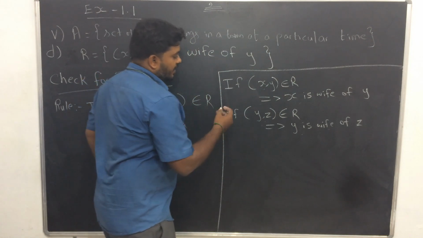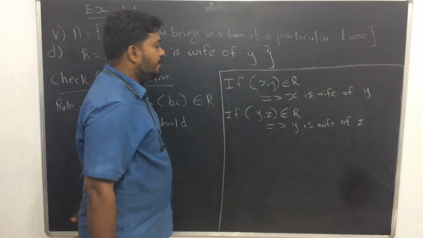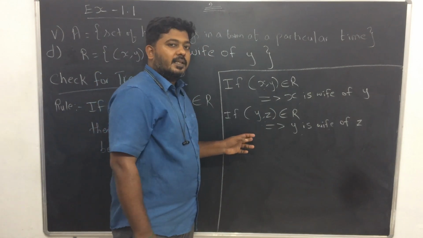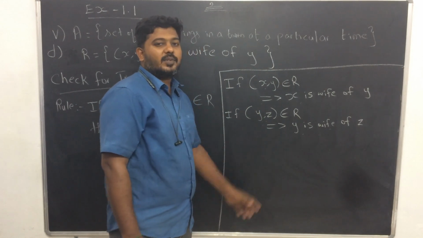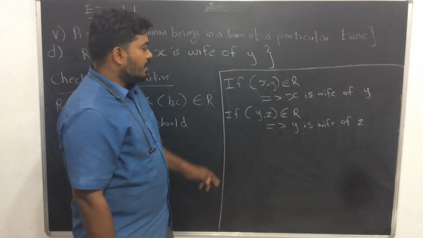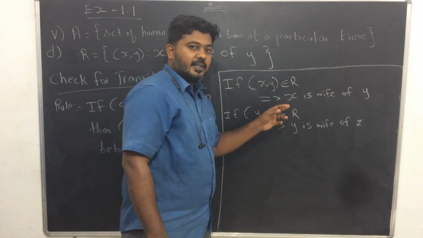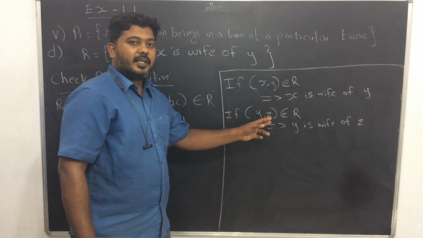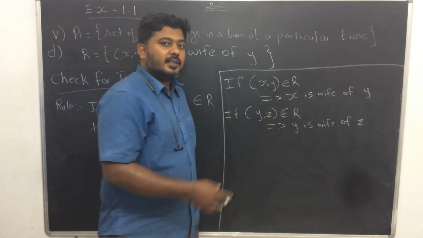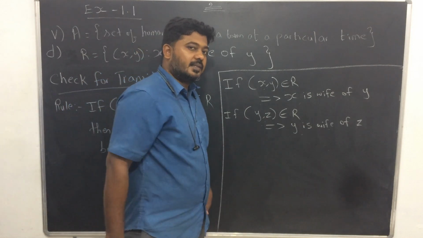So what can we say? In such a situation where ordered pairs (a, b) and (b, c) are not present together in the relation, we will assume that relation to be transitive. If they are present, if (x, y) and (y, z) are present in the relation, you will go on checking for (x, z). If you find (x, z), then that relation will be transitive. If it is not that, then it is not transitive.